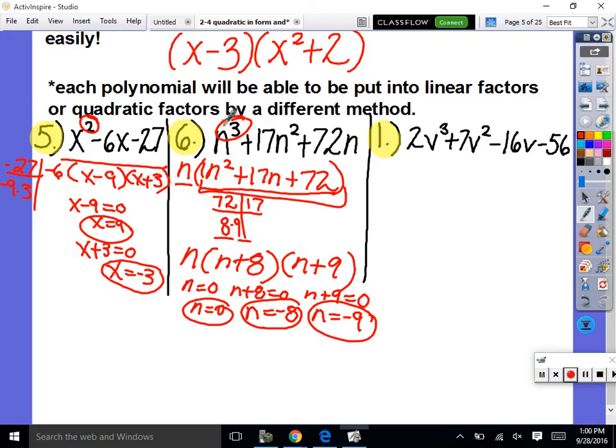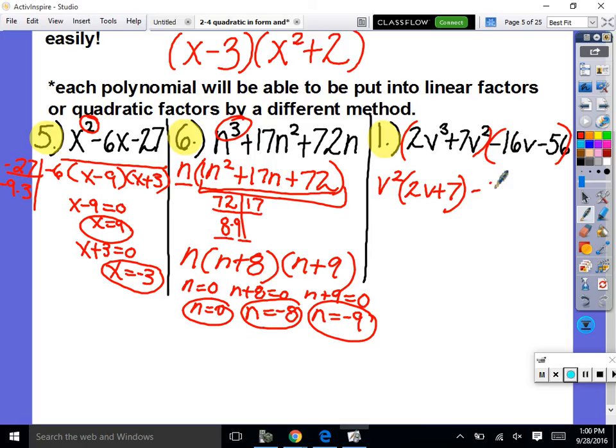So looking at this one, there's no GCF, but it's by grouping, correct? Okay, let's do it. So we factor out v squared. Left is 2v plus 7. And common here is negative 8.